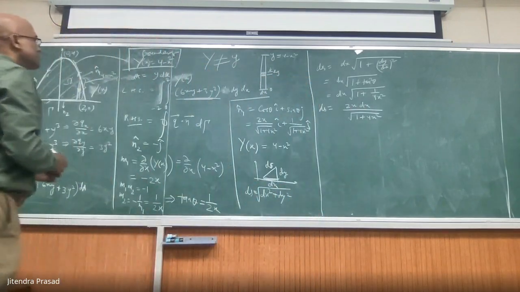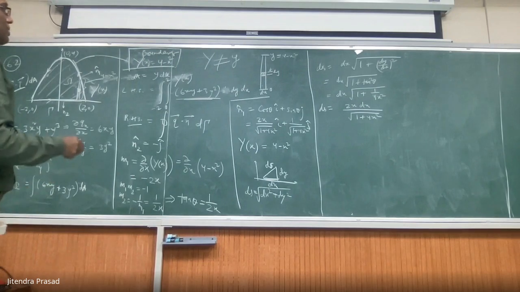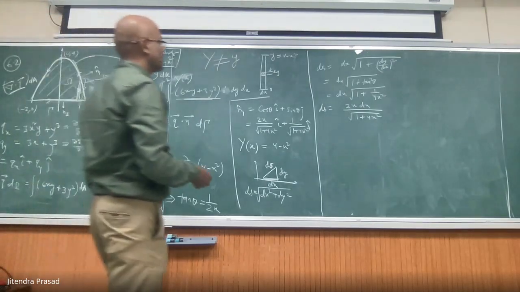Now the next thing is... Sir, don't you think it should be opposite, meaning 4x square plus 1 is above? Oh yeah. Right.